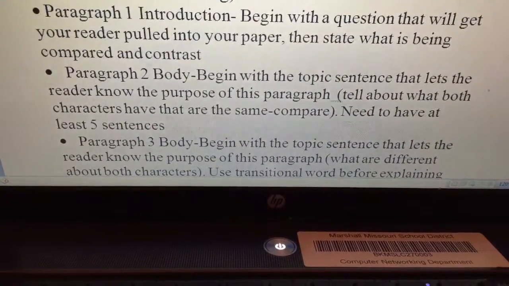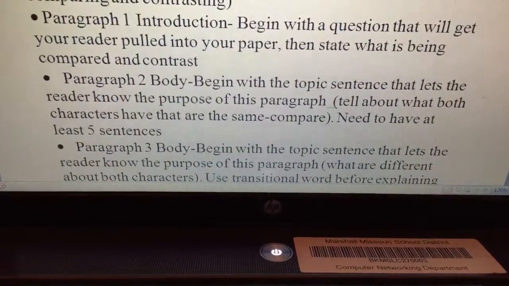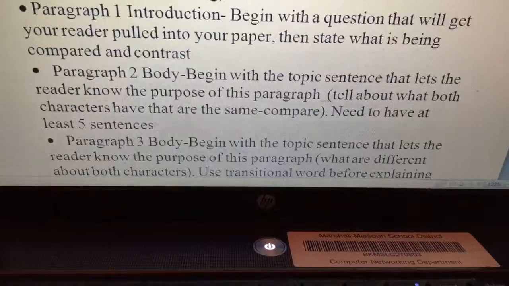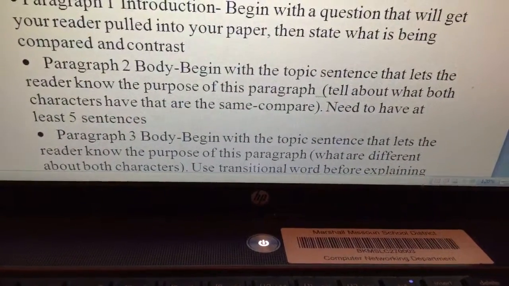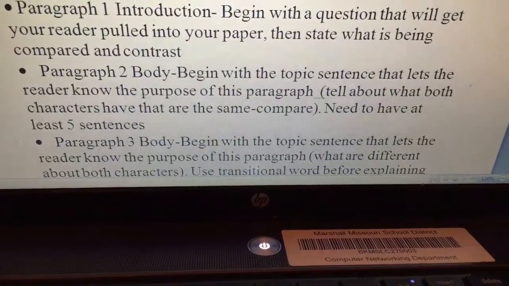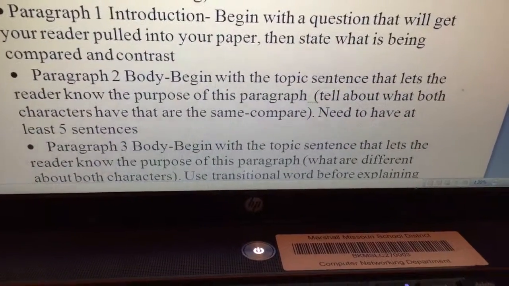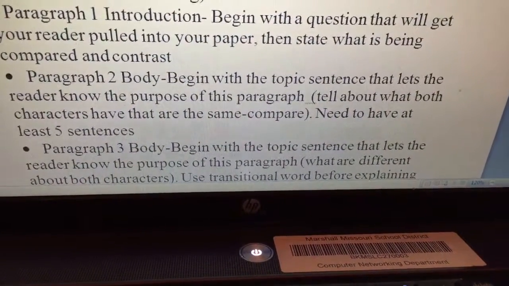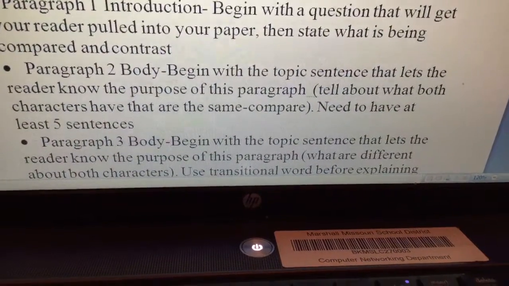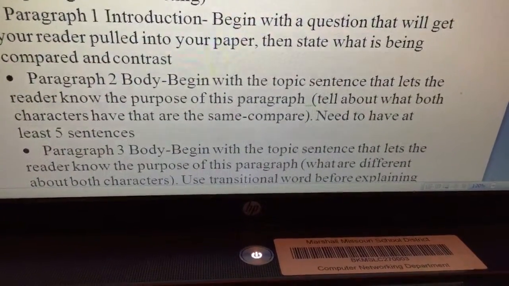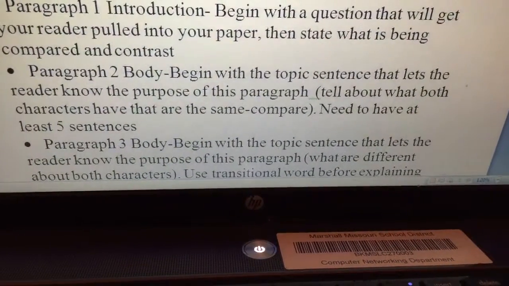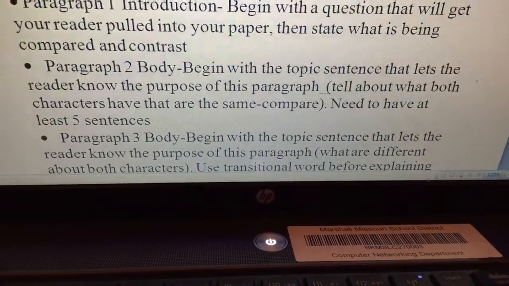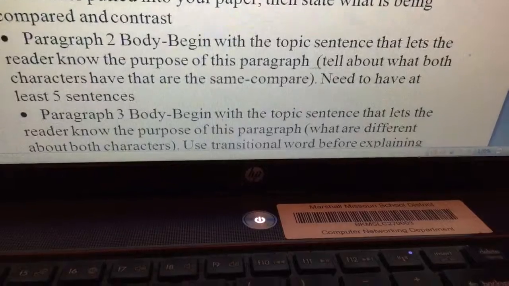Paragraph number 2. Begin with the topic sentence that lets the reader know the purpose for this paragraph. Tell about what both characters have that are the same, which is the word compare. You can say something like, Byron and Kenny have several things in common. One of the things that they have in common is blank and blank. Another common thing about them is blank, something like that, okay? But you need to have at least 5 sentences. Try not to do more than 7.